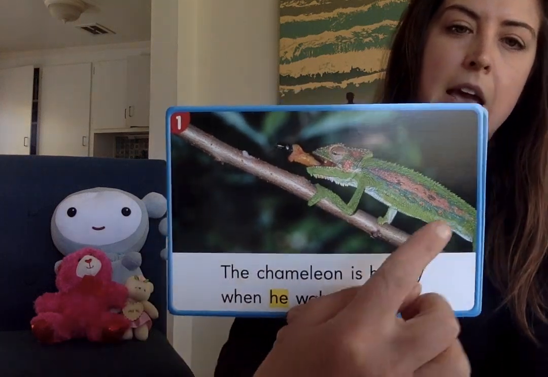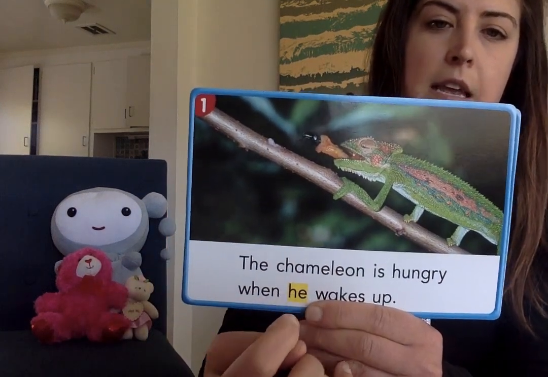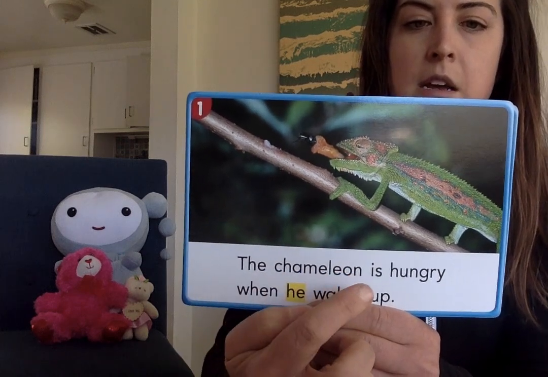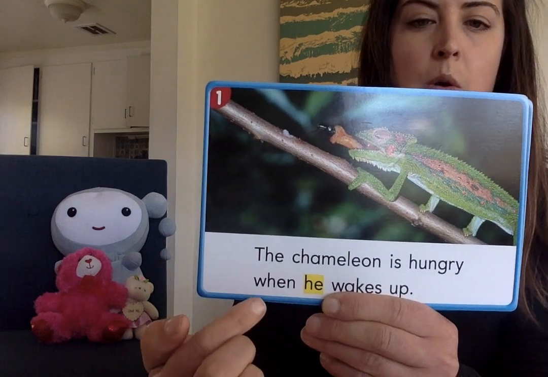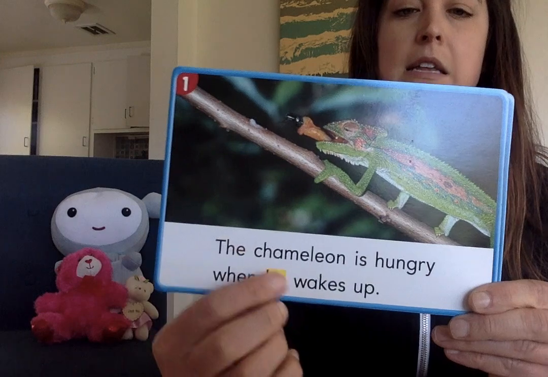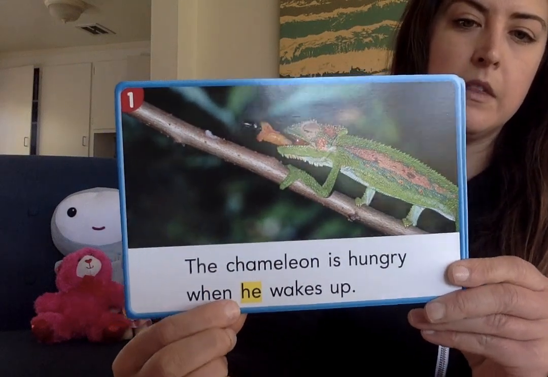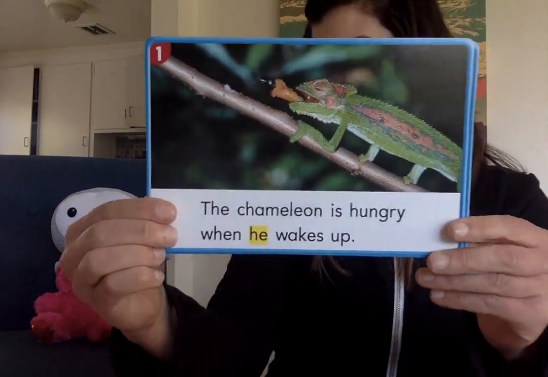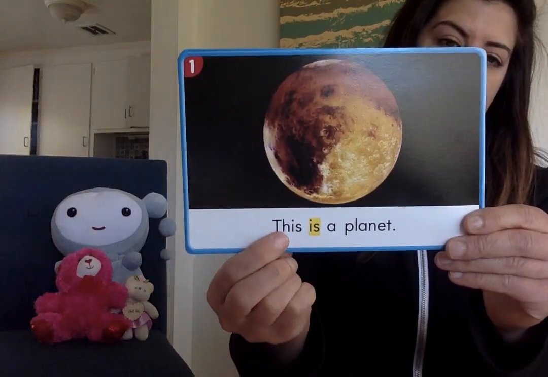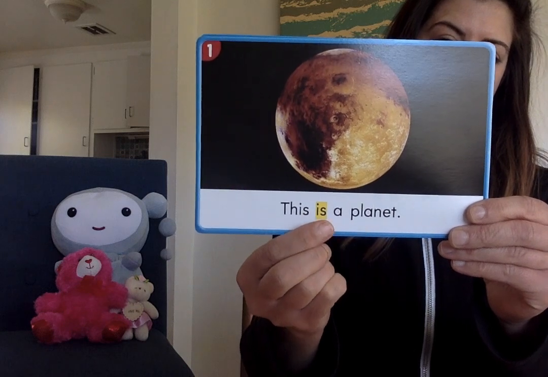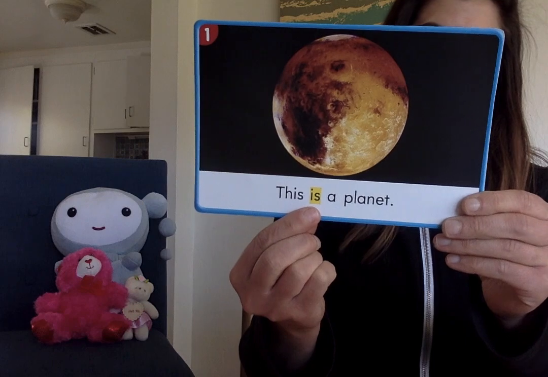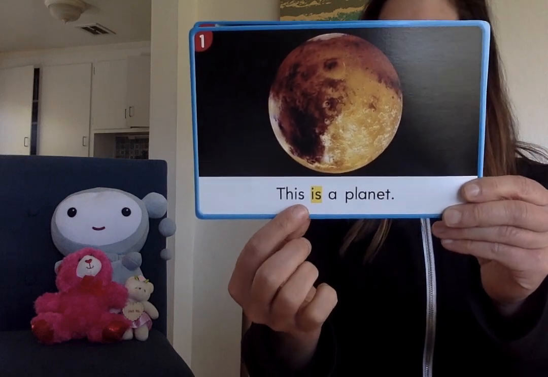Anyone remember what this animal is called? It's called a chameleon. The chameleon is hungry when he wakes up. He is the snap word. How do you spell he? H-E spells he. This is a planet. The snap word is. I just said it. How do you spell is? I-S.